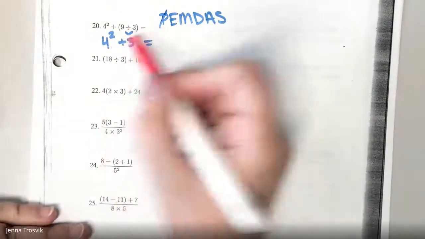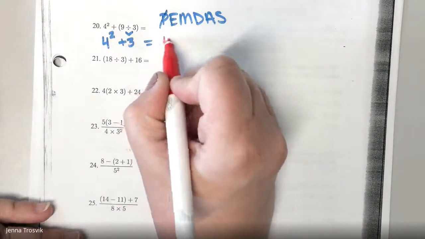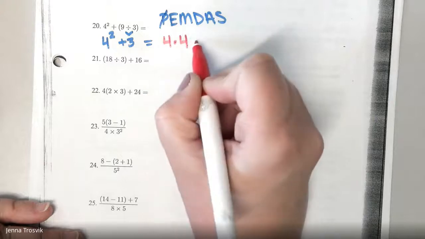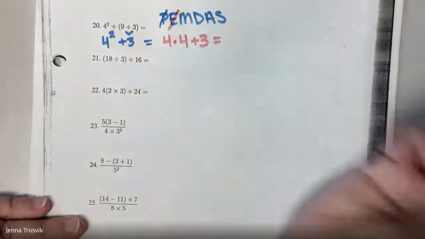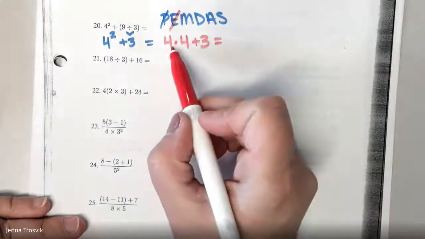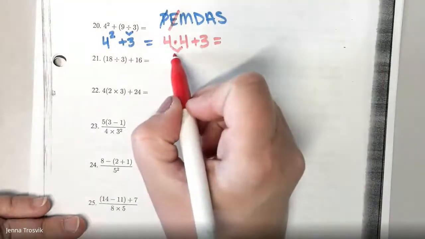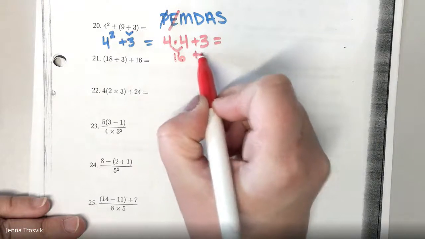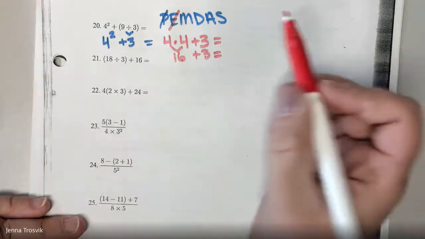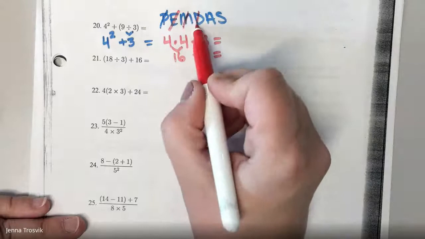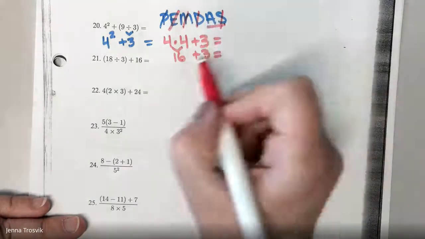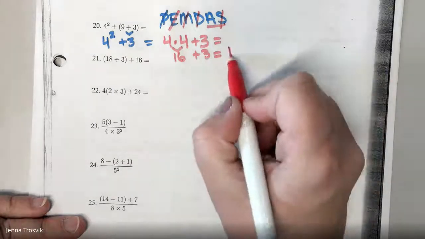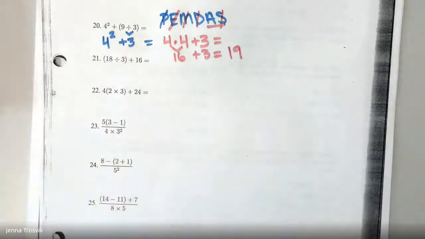4 to the power of 2 really stands for 4 times 4. I'm going to write that out. And I'm just going to cross it off. Now that I know 4 times 4, I know it is 16. That leaves me with 16 plus 3. I do not have any multiplication or division. I only have addition, so the last step would be to add. 16 plus 3 equals 19.